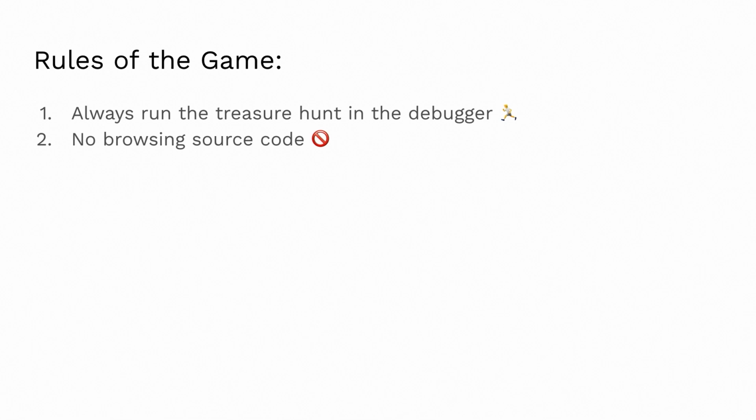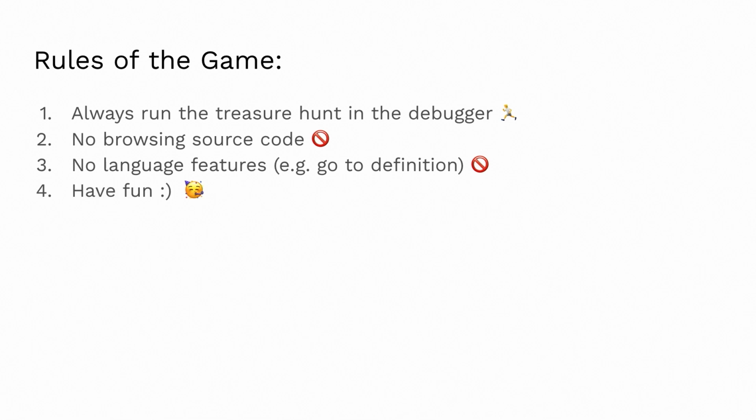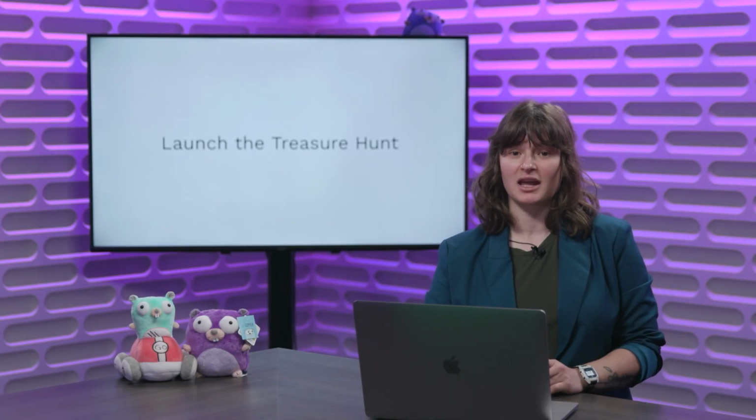Second, as I mentioned before, no browsing the source code. I did my best to hide the clues, but if you just read through all the files, you would be able to find the clues and know what to do. On a similar note, don't use any language features. For example, if you want to see the value of a variable, we won't use go to definition, but we'll use the debugger instead to find that value. And last rule is to have fun. This is a game, so let's not take it too seriously and try to learn something along the way. So with that, I'm going to go over to VS Code and start the treasure hunt.